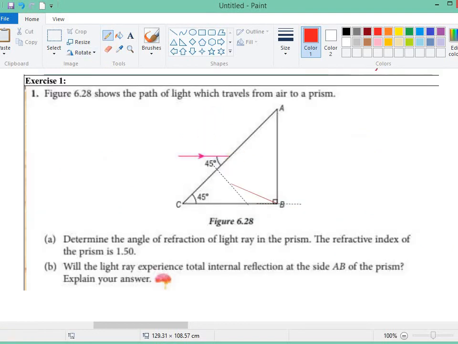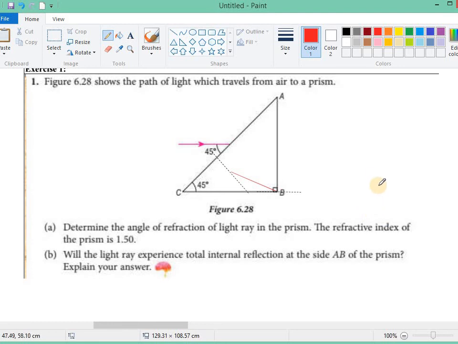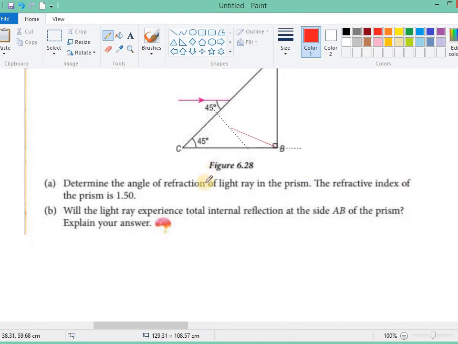Let's look at the exercise. Figure 6.28 shows the path of light which travels from air to a prism. A, determine the angle of refraction of the light ray in the prism. So the light goes inside here at 45 degrees, and the refractive index of the prism is 1.5.